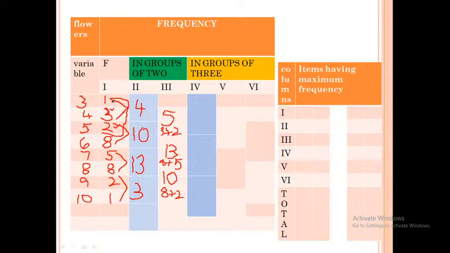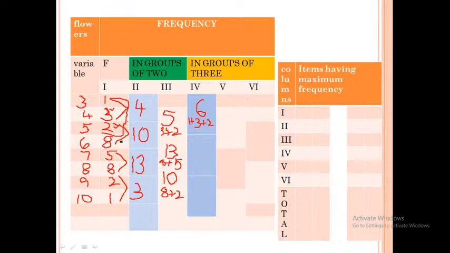So you have to add 1 plus 3 plus 2 in this column. That is in groups of 3. 1 plus 3 plus 2 is equal to 6.